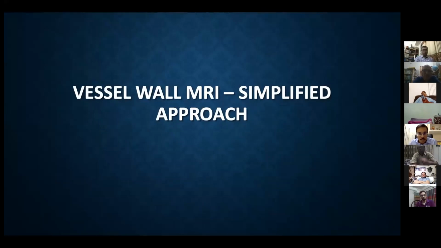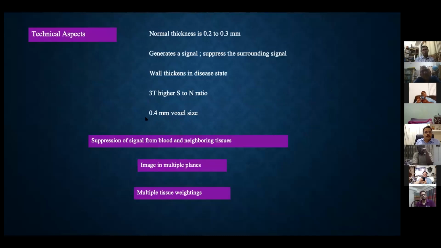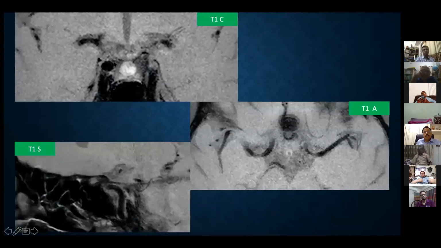The last part, in short, I will talk about vessel wall MRI, which is a very exciting and a new, well, not so new field, but we are doing it more and more in our patients. For vessel wall MRI, we do very high resolution, 0.4 millimeter voxel size MRI, and we look at the integrity of the vessel wall in these patients. We'll usually do something like this, T1 in coronal. You can see this is the ICA, and you look at the vessel wall here, and the same thing we look at in the axials, in the middle cerebral artery and other vessels, and sagittal as well.